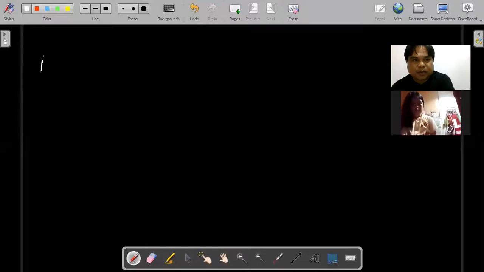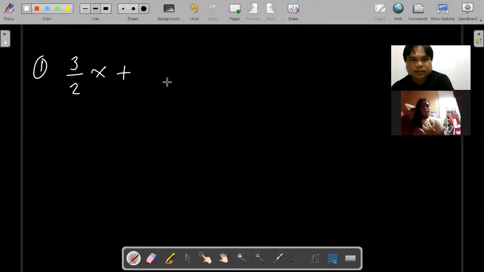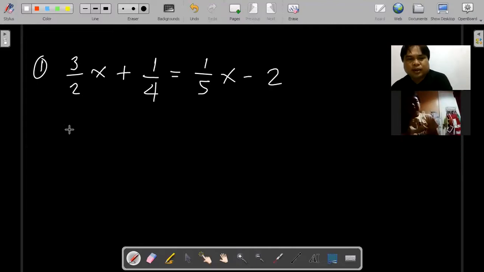This is the first example, okay? If you have 3/2 x plus 1/4 is equal to 1/5 x minus 2. Basically, we will be doing the same thing. We will group the terms with the variable and the terms that are constant.